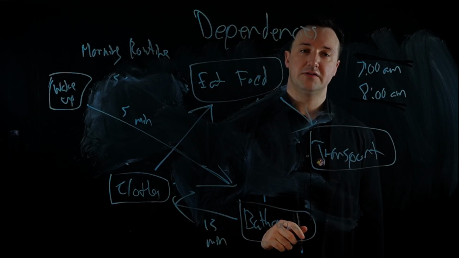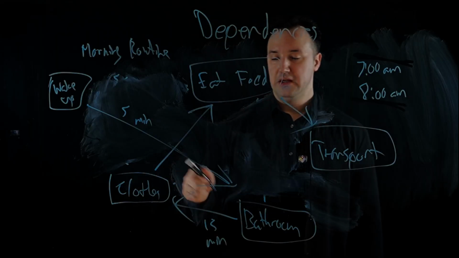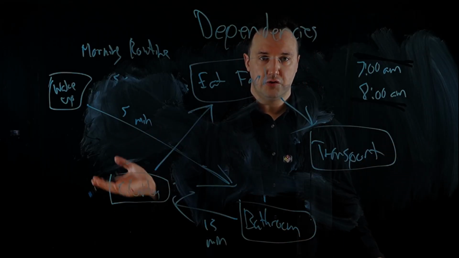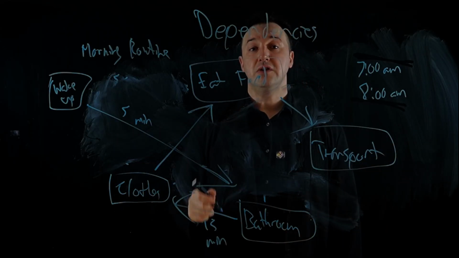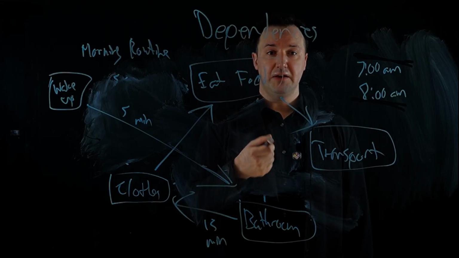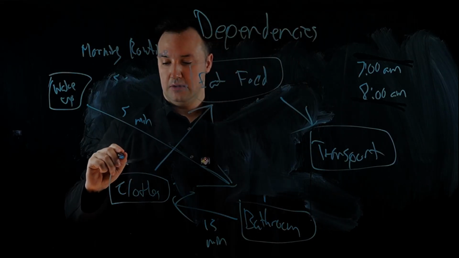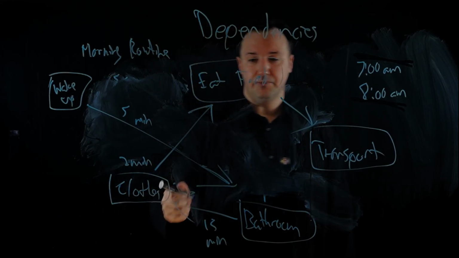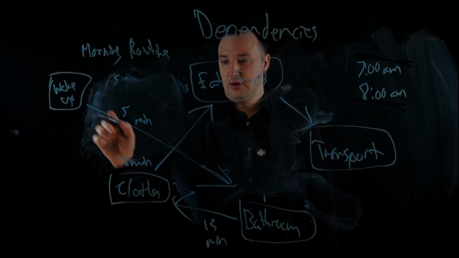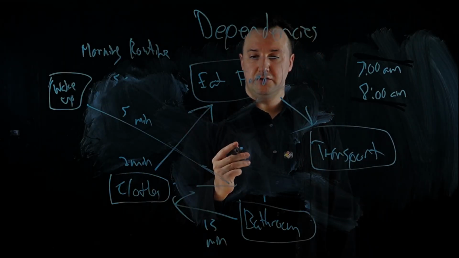Same thing, close. How long does it take you to put on clothes after you're in the bathroom? Let's say it takes you 2 minutes. Eat food is only delayed once clothes has been done for more than 2 minutes, because then you're eating into extra time. Eat food to transport. So you have 5 minutes there, you've got 15 minutes there, you've got 2 minutes there.